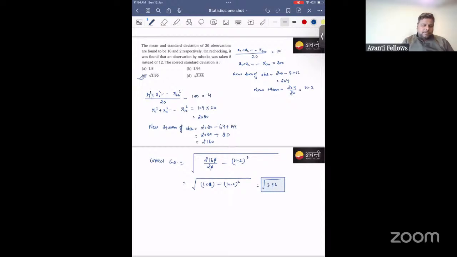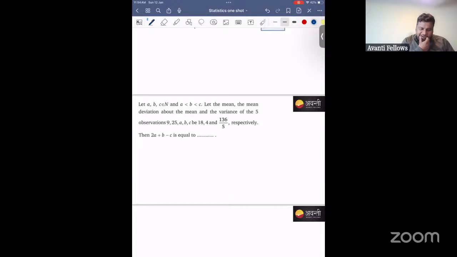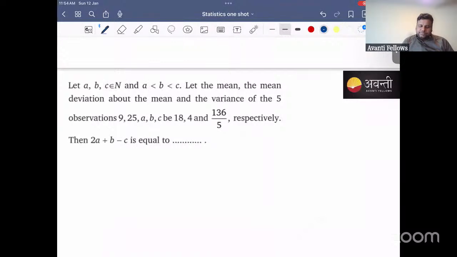Now see this question. A, B, C belong to natural numbers, A less than B less than C. Now, let the mean, mean deviation about the mean, and the variance of 5 observations 9, 25, A, B, C be 18, 4 and 136 upon 5 respectively. Then they are asking for 2A minus B, 2A plus B minus C.